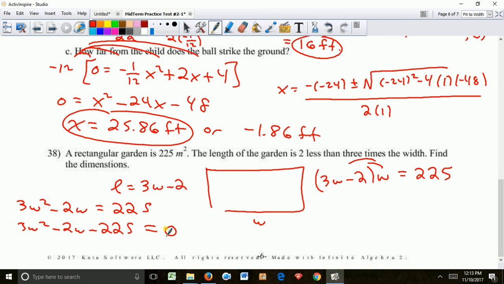Yep. So if you solve this, w will be equal to 9, the positive solution. There will be 1 negative solution. So the dimensions are going to be 9 by 25 feet.